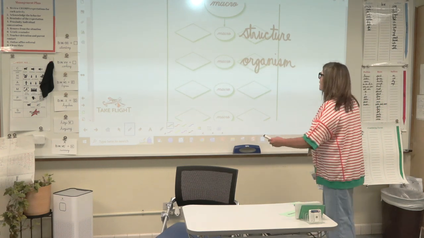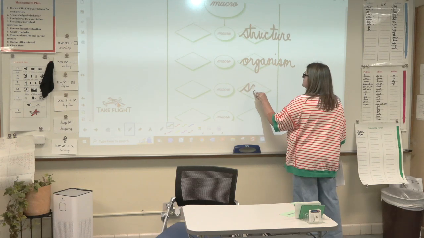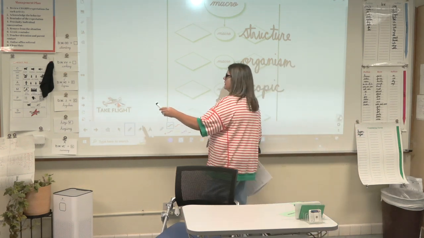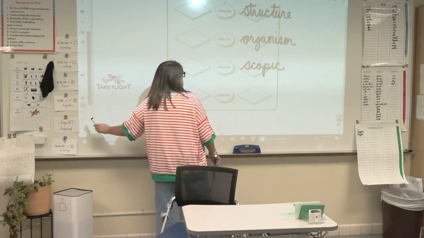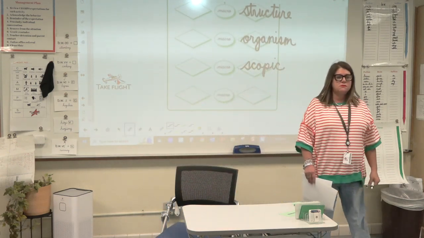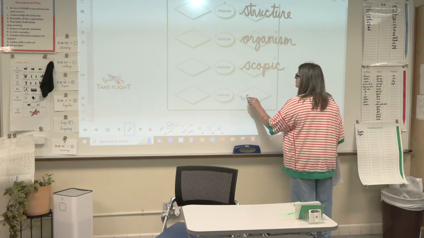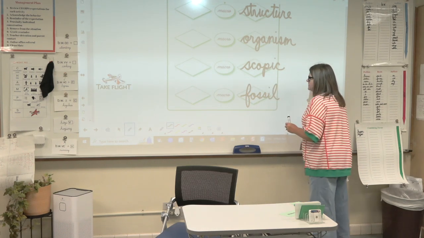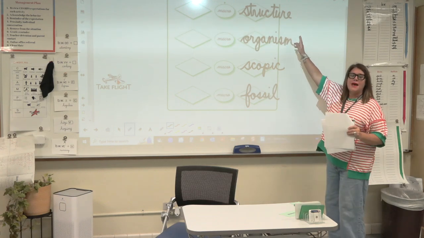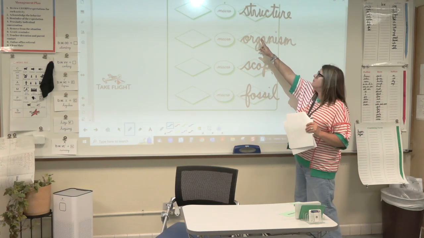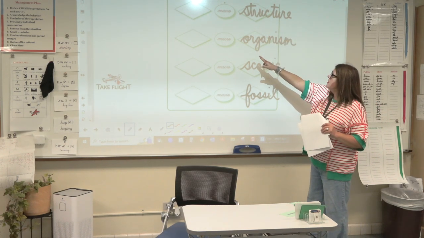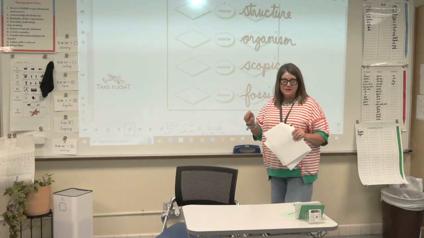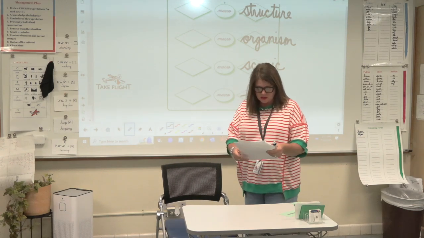Macroscopic. So we can add scopic. C-O-P-I-C. Macroscopic. So something that's big that we can see with the unaided eye. And then what else? Fossil. Macrofossil. A really big fossil. F-O-S-S-I-L. All right, so we added some words to our combining form macro to make the words macrostructure, macroorganism, macroscopic, macrofossil, things that are very large or long.